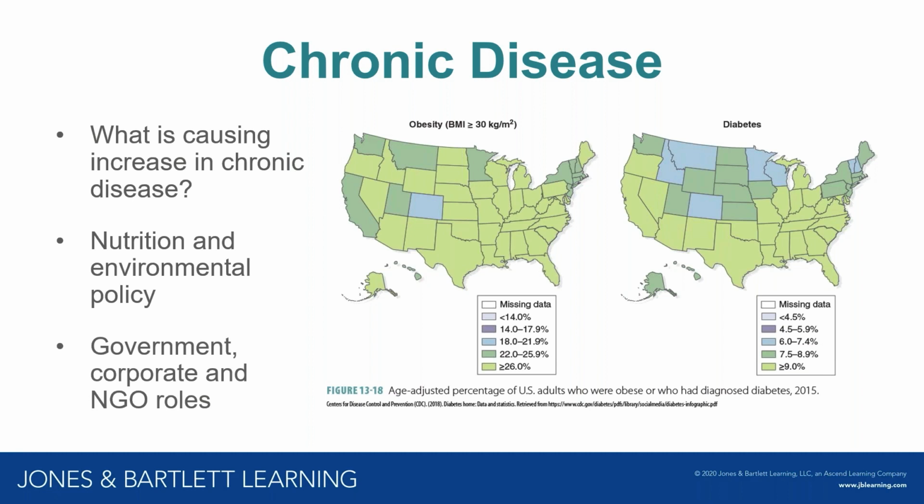Solutions, back to the solutions. What are the solutions to our chronic disease problems, increasing rates of chronic disease? And those solutions lie in government. They lie in national governments, international relationships between governments, but also corporations, of course, and their responsibility, and NGOs, in the wide range of NGOs, all have a role in chronic disease.